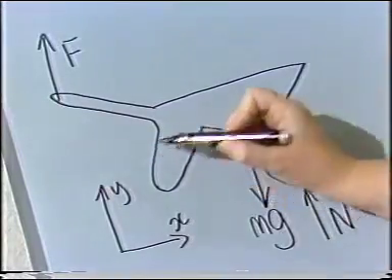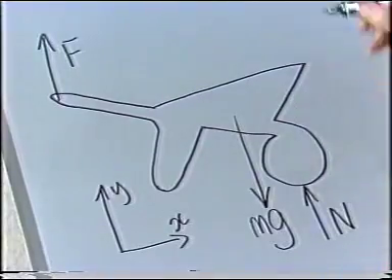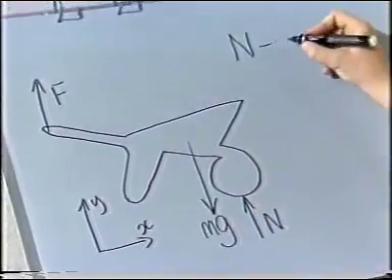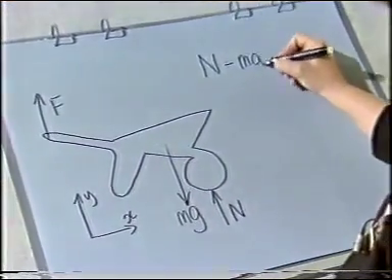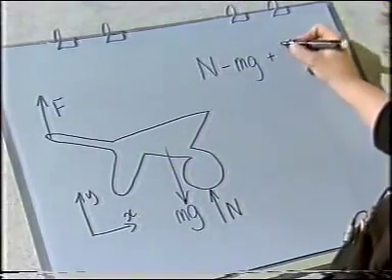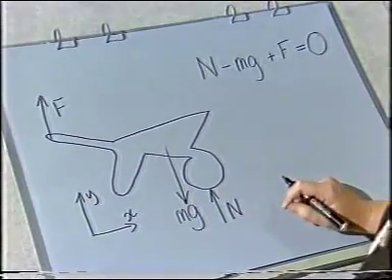There are no forces acting in the x direction. In the y direction, there's N, the weight force, mg, which is negative because it's acting downwards, and there's John's force, F, and they're equal to 0.